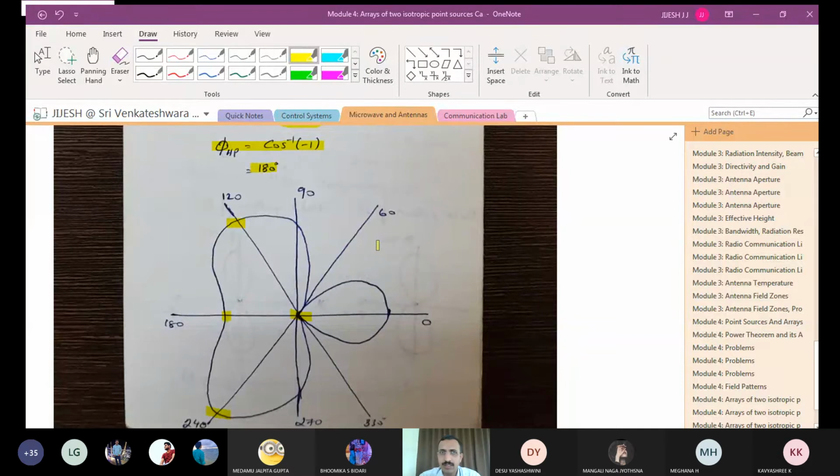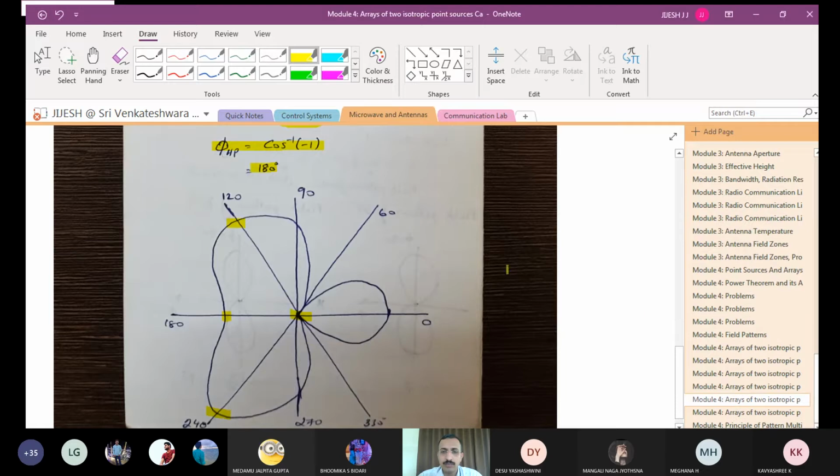We have also seen what is called broadside and end fire and all those things. So this is how you are going to obtain the field pattern or the radiation pattern for the case of case 3. Okay. So that is two isotropic point sources of same amplitude and in phase quadrature. So we will further move on with the next case.